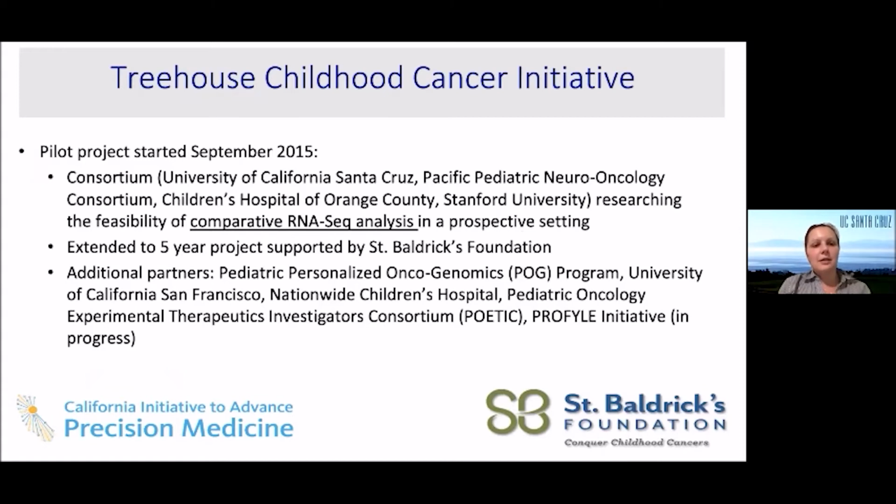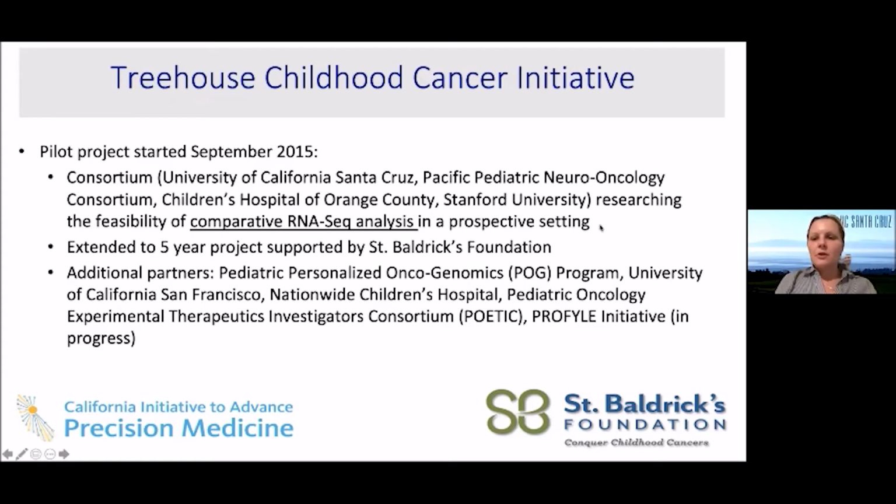This project started back in September 2015. Initially, we started as a consortium involving UC Santa Cruz and then several pediatric oncology sites that were conducting this type of clinical trial, doing genomic analysis of tumors and trying to use that information to guide treatment. So we've partnered with Pacific Pediatric Neuro-Oncology Consortium, focusing on brain tumors, Children's Hospital of Orange County, and Stanford University. And so all of these partners were doing some sort of clinical genomic trial, as part of which they were generating RNA sequencing data on these difficult to treat cancers.